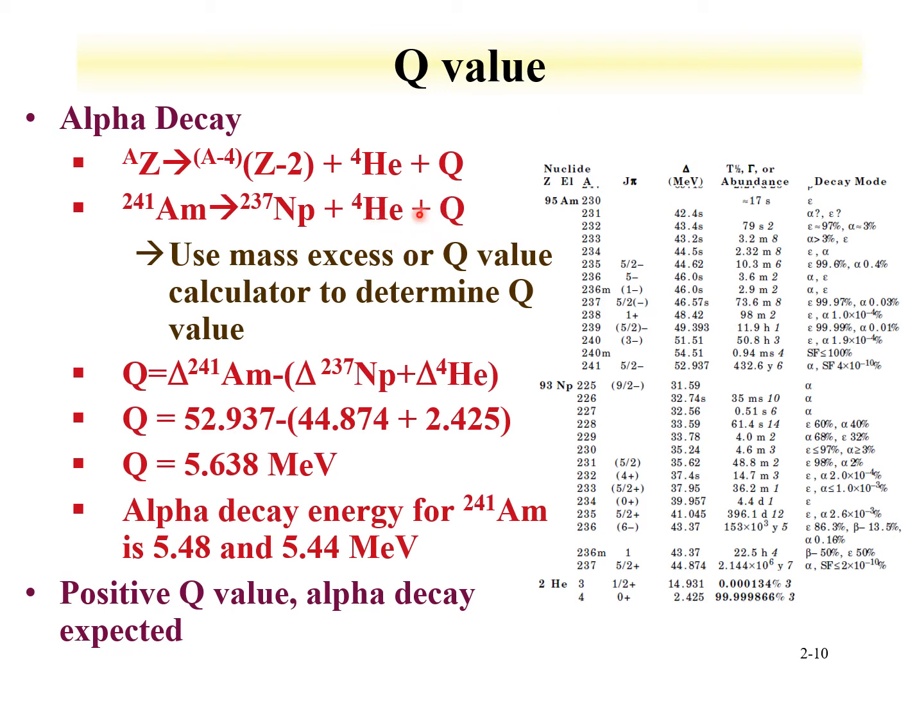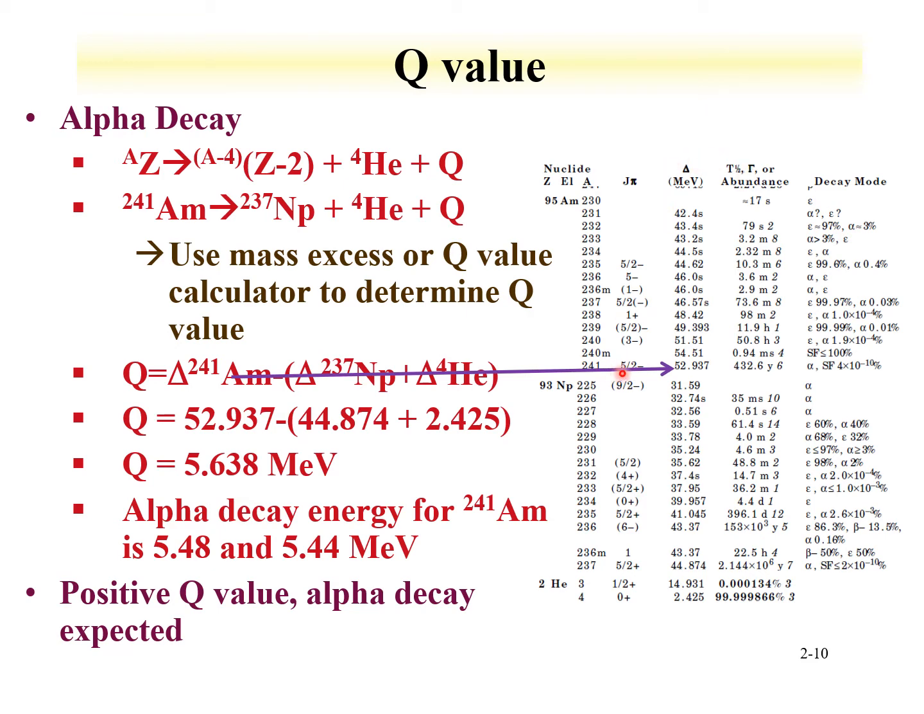So the Q value is equal to the mass of the parent minus the sum of the daughter and the alpha particle. We can use mass excess to determine this. We can also do this with something called the Q value calculator, and I'll show you how to use that later in this lecture. But let's consider the terms that we have here. I need to get the mass excess of americium, neptunium, and the helium nucleus. Here are the isotopes of americium. For 241, the mass excess is listed here.